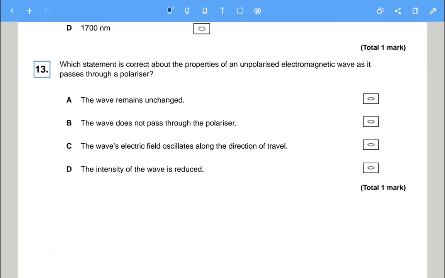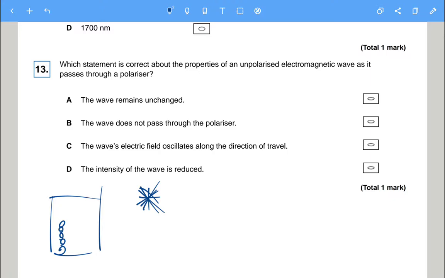essentially you can think of it as a chain of organic molecules. And basically, when unpolarized light comes through, unpolarized light's oscillating in all directions, remember. It kind of puts it into one plane, so it gets rid of a lot of the directions in which it can oscillate. So the wave remains unchanged is obviously very incorrect.